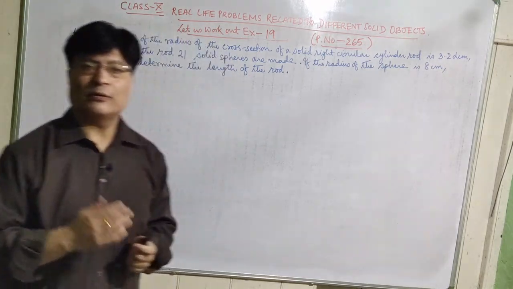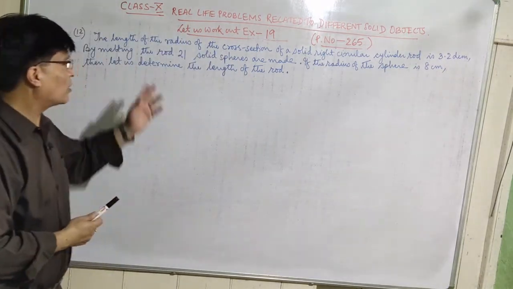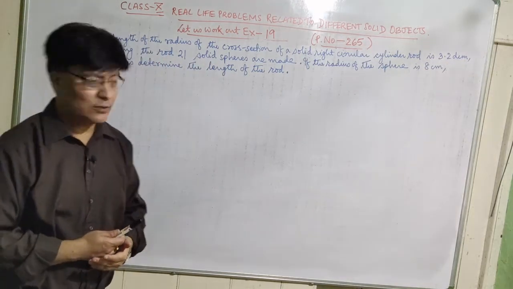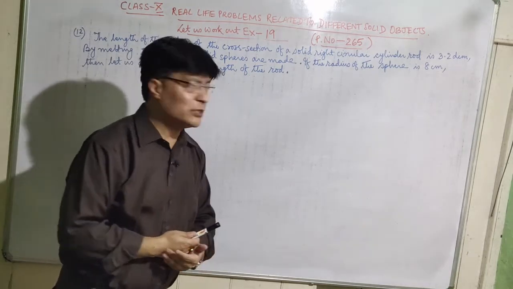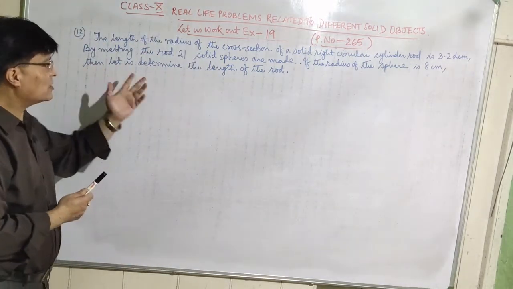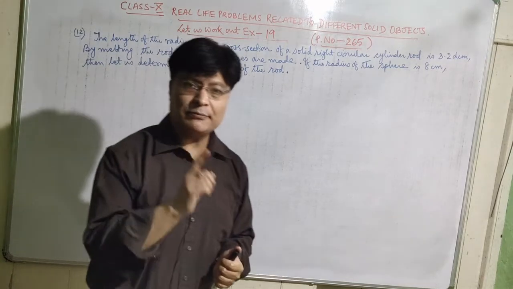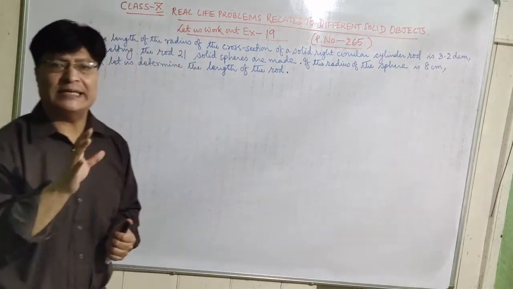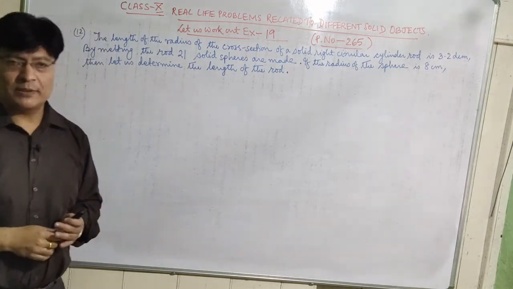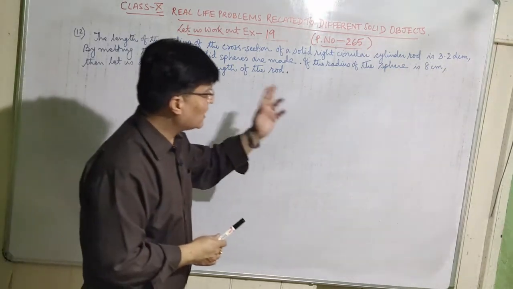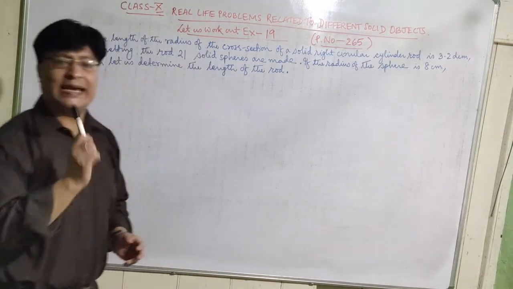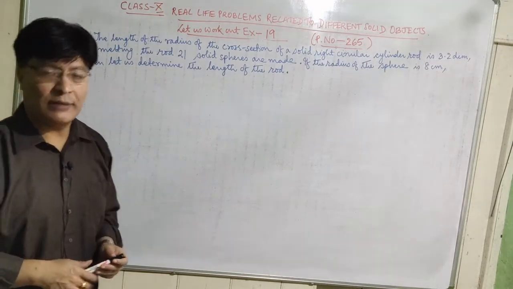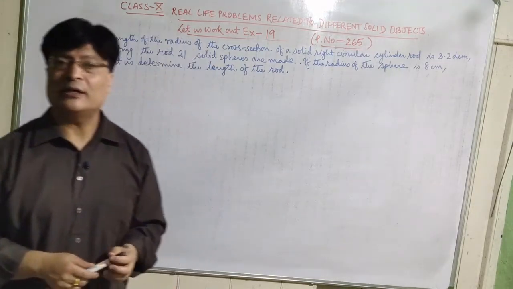By melting the rod, how many solid spheres are made? 21 solid spheres are made. Okay? And if the radius of each sphere is 8 centimeter, then let us determine the length of the rod. You have to get the length of the rod.